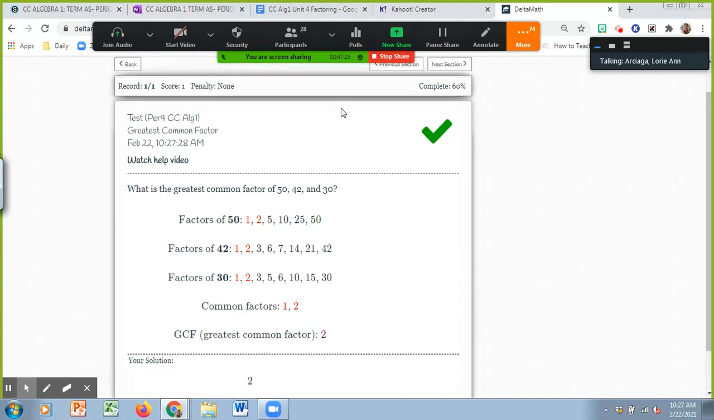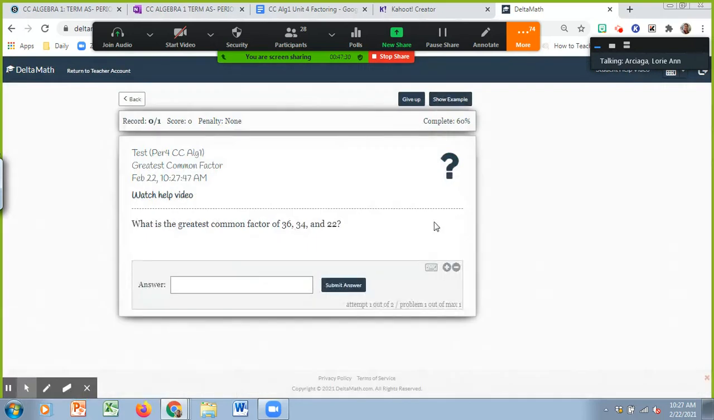Yeah. Okay, let's try another one. Here we go. Oh, 36, 34, 22. So the smallest is 22. I was going to say 2, but I didn't want to get the wrong answer. Come on. I told you, whether you get it wrong or not, that's not important. What's important is you're trying.